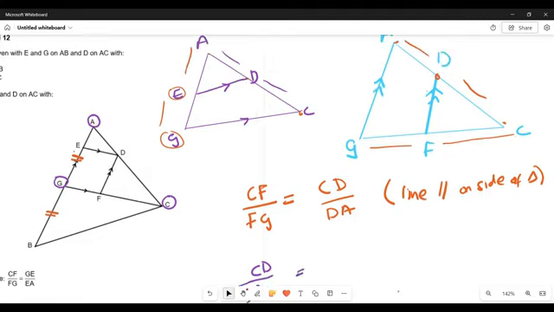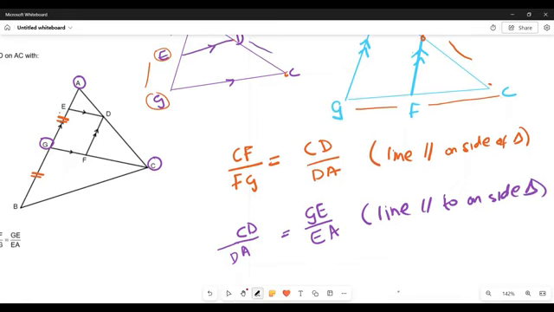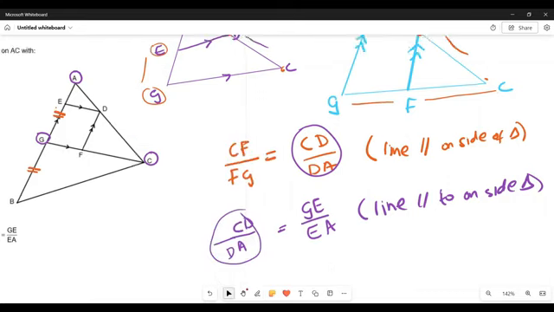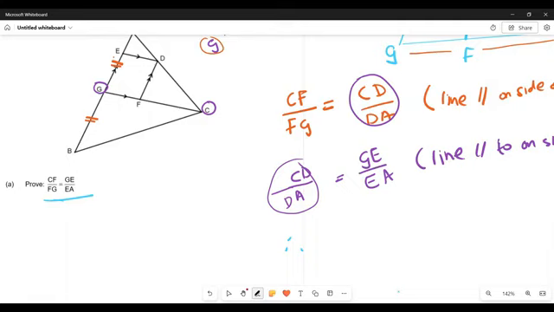Now, this is equal to GE divided by EA. And why is that? I have a line parallel to one side of a triangle. And as I've said, this is common, this line right over here, CD over AD. And because this is common, you can now conclude, so this would be your final answer. So you can now say, therefore, remember what we're trying to prove, it's CF over FG is equal to GE over EA.